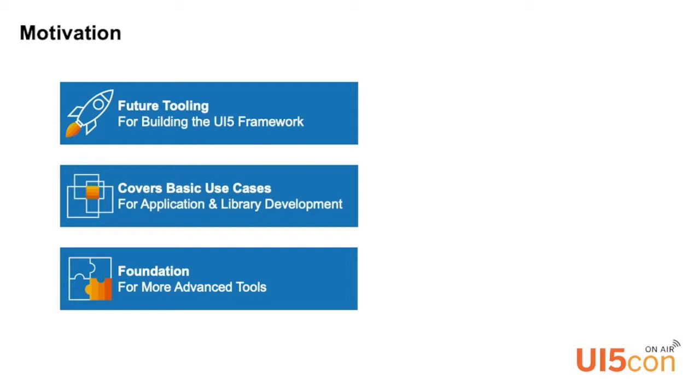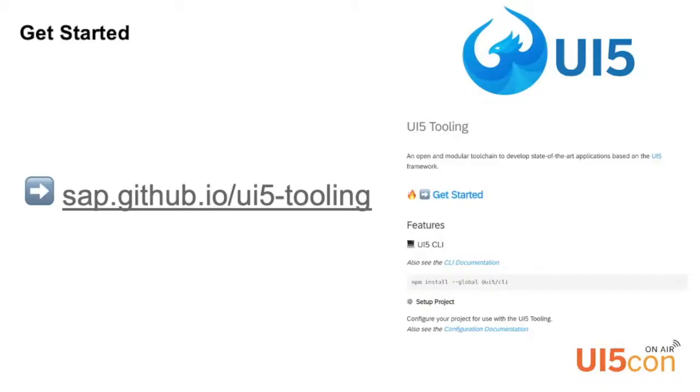So our motivation was first to have a future tooling for building the UI5 framework itself. So a tooling for us as UI5 framework developers, but also a tooling that covers all the basic use cases of application and library development out there. So a typical UI5 project should be able to just use the UI5 tooling and be good to go. But it should also be a foundation for more advanced UI5 projects, which you can see some examples of later on.